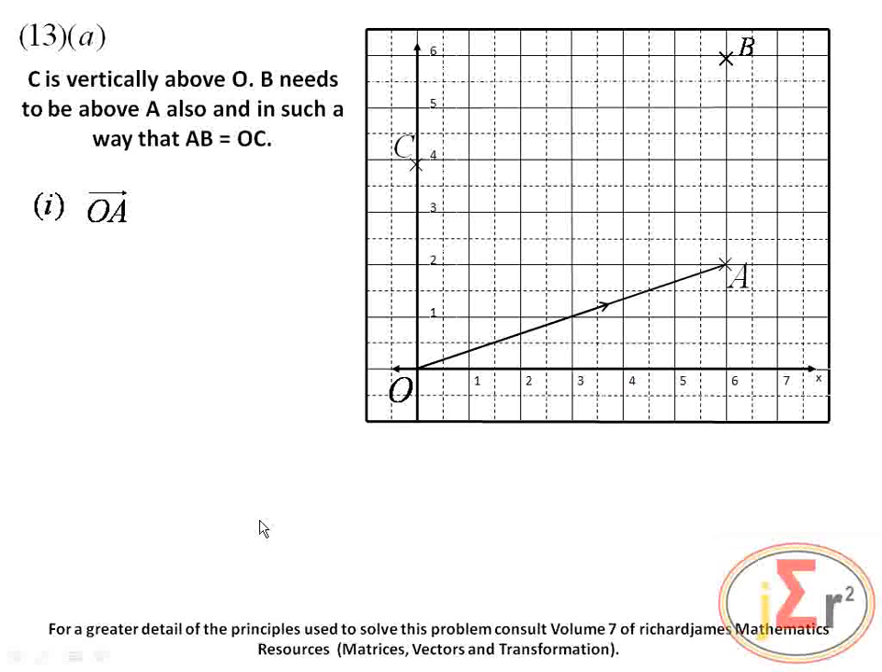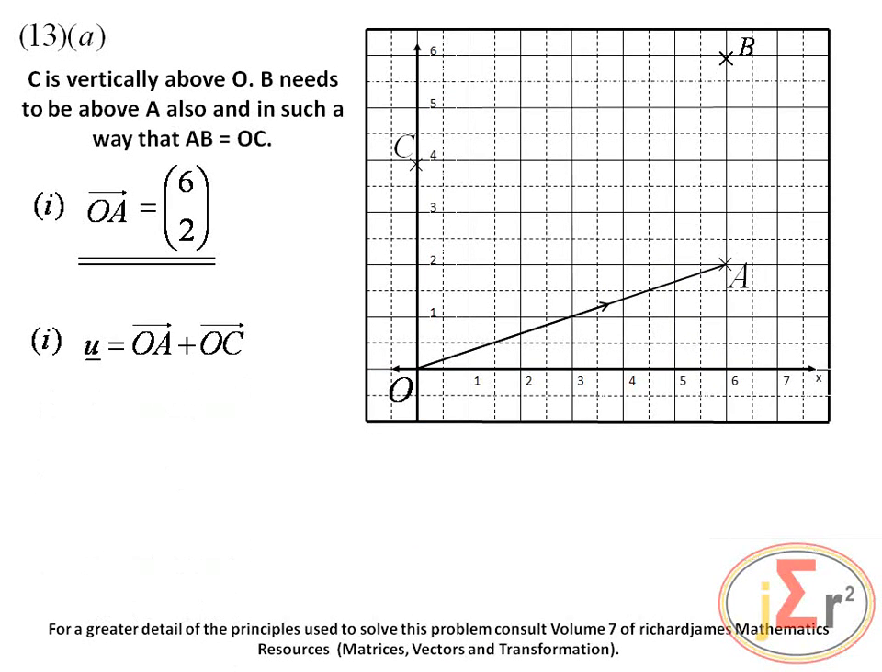OA, let's see what the vector OA is. We go from O to A by 6 units in the x direction, and how many units? 1, 2 in the y direction. So OA is 6, 2. What else? U is equal to OA plus OC.